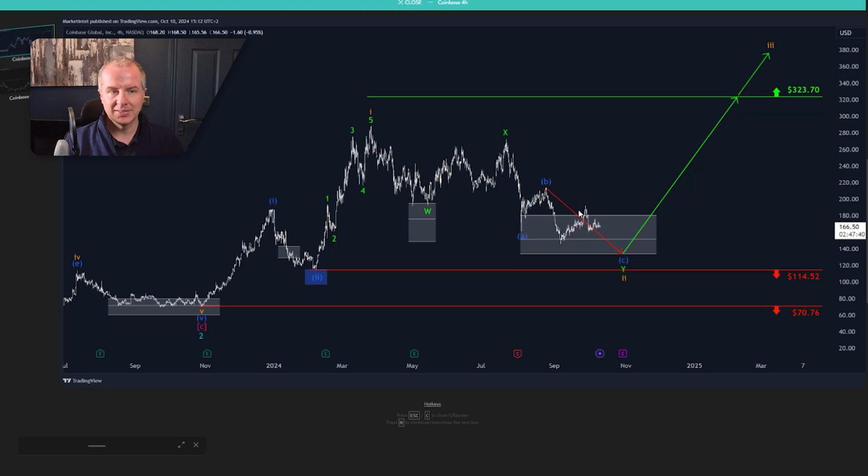At the same time, it's important to understand that we haven't really clearly bottomed yet, and there is potential short term for lower prices. But as long as we're holding above $114.52, this scenario is still very much valid and can be followed and gives a positive outlook for the future.